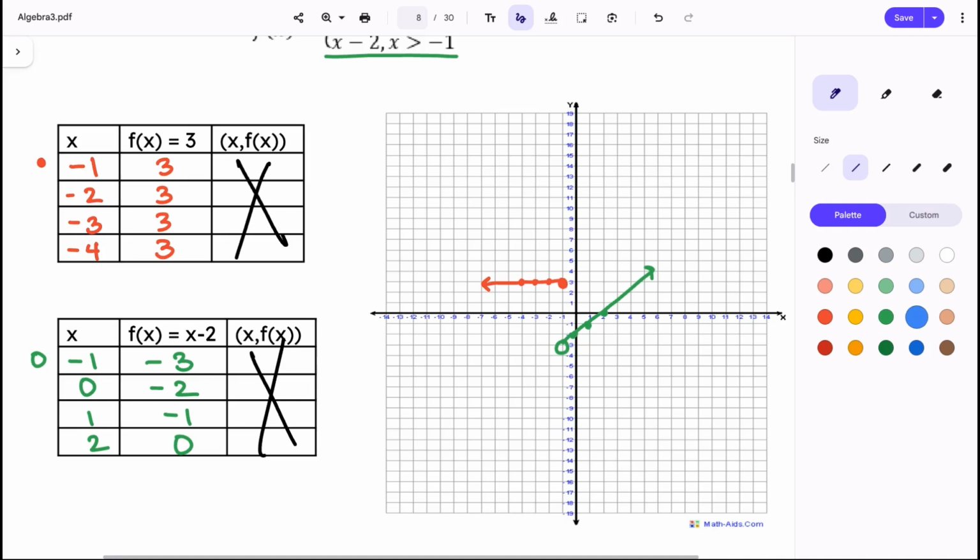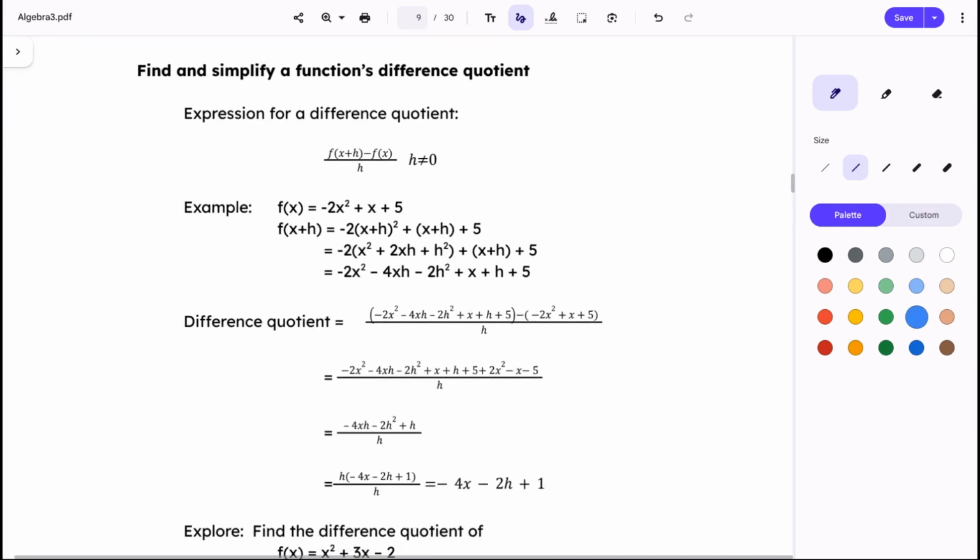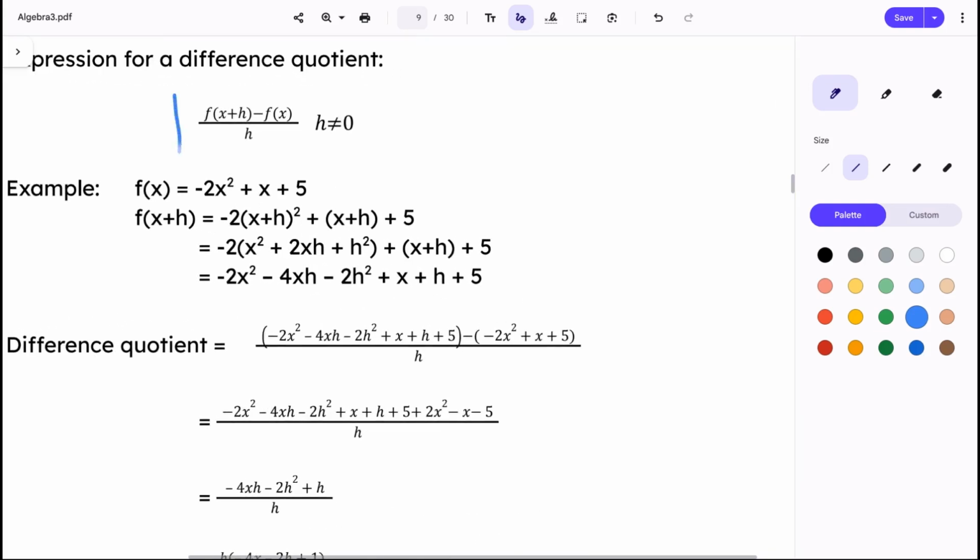All right, we've got one last thing to talk about. So stay with me here for another couple minutes. On the last page, they want us to find and simplify a function's difference quotient. Okay, so difference means subtraction, and quotient means division. So we're subtracting a function and we're dividing. So there's kind of a combination here. The expression that we use looks like this.